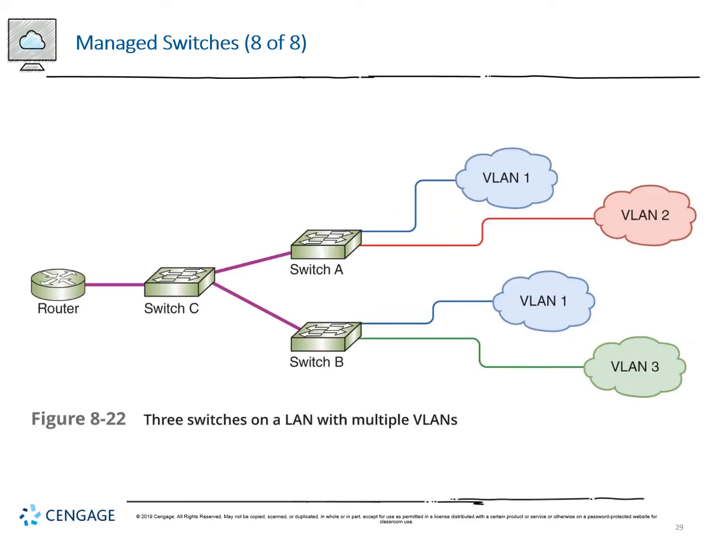So here we see now 3 switches on a LAN with multiple VLANs. We have a router to a switch to a secondary switch, and they're able to funnel traffic into separate VLANs the same way.